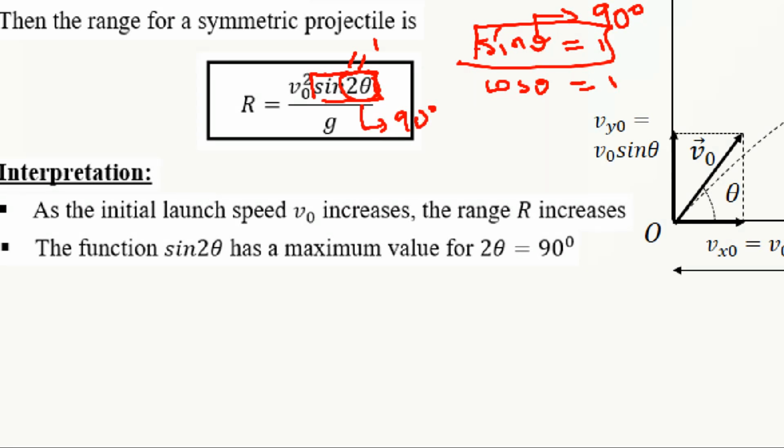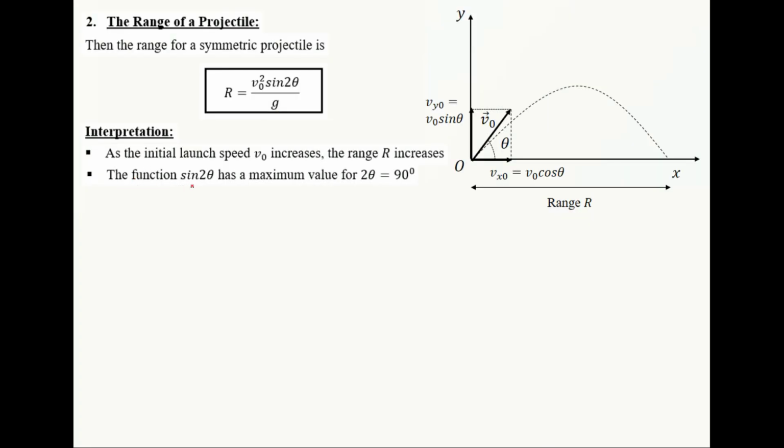Here the angle is theta, but here we're talking about the angle which is the double of theta. So let me repeat and say the function sine 2 theta has a maximum value when 2 theta is 90 degrees, which means that theta would be 45. Then the maximum range R max is attained for an angle of 45 degrees, and this is not intuitive. If you want to increase your range, the first thing that you're going to do is increase your launch speed, but moreover, you can launch the projectile at an angle with respect to the horizontal of 45 degrees. That would give you also the maximum range.